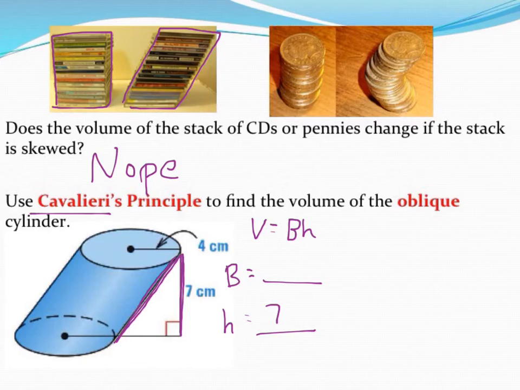And then to find the area of the base, it's the same as we've always done. The area of the base is just the area of this circle. So that's going to be pi r squared, so pi times 4 squared. That gets me an area of 50.24.